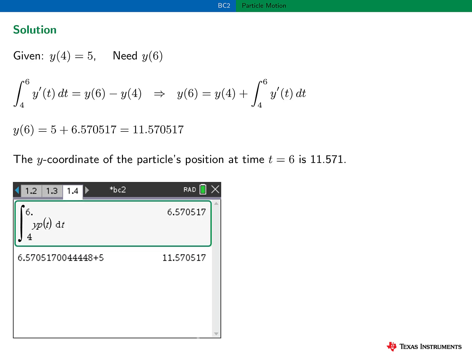Using the TI-Nspire, I evaluate the definite integral. Note that I could get a symbolic answer for this. And then I simply added 5, or y of 4, to this value. And here is the 11.571.